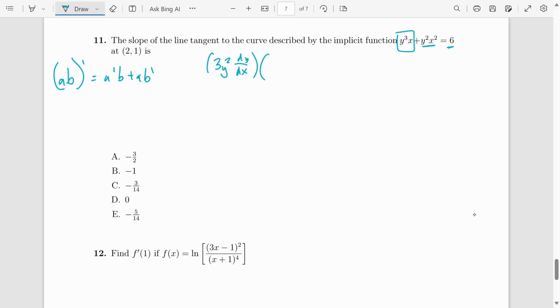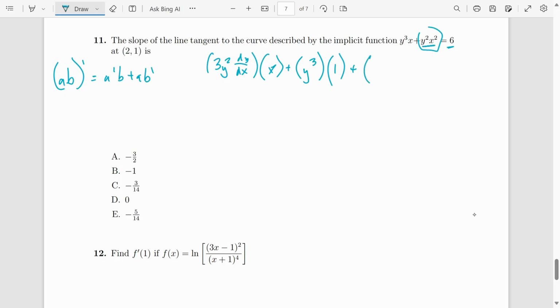Now this is times b, which is x, plus a, which is y cubed, times b prime, the derivative of x, that's just 1. Now, we just took the derivative of a variable, but since it was x, we do not multiply it by dy over dx. And now that derivative is done. Now we can go ahead and do this derivative here, y squared times x squared. That's going to require another use of the product rule. So now a is y squared and b is x squared.